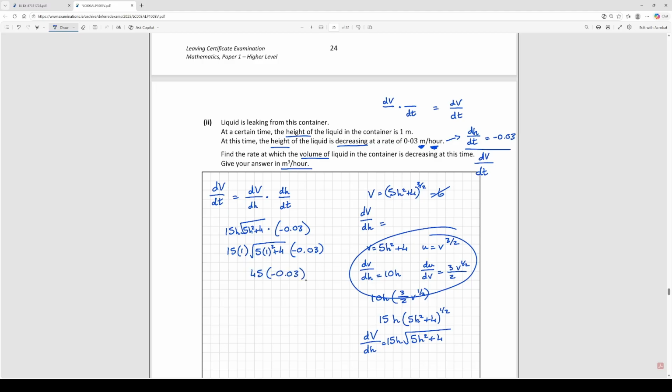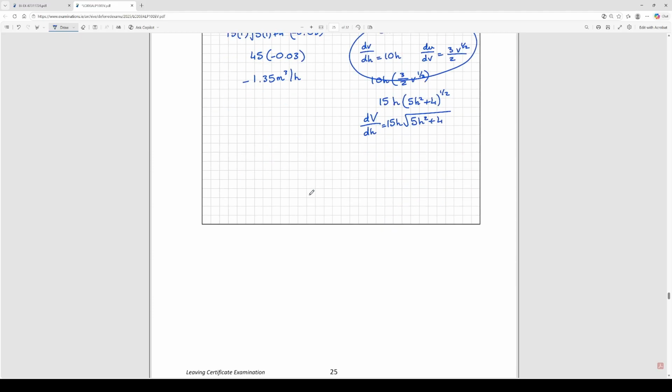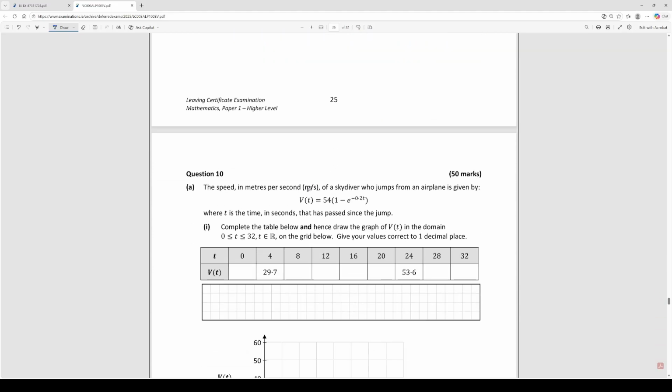If we multiply that, we would get 1.35, minus, meters cubed an hour, something like that. I might be multiplying that wrong. No, I think that's fine. I think that's okay. I have the right idea about it. Again, some of the numbers just feel like I'm missing something. Okay, we're just on to the next thing.